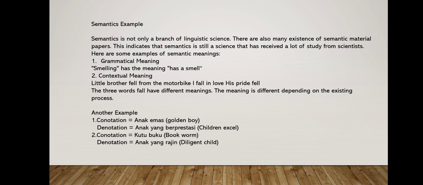Another example. First, connotation: anak emas, golden boy. Denotation: anak yang berprestasi, achieving child. 2. Connotation: kutu buku, bookworm. Denotation: anak yang rajin, diligent child.